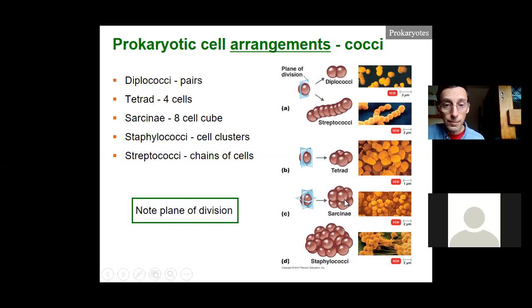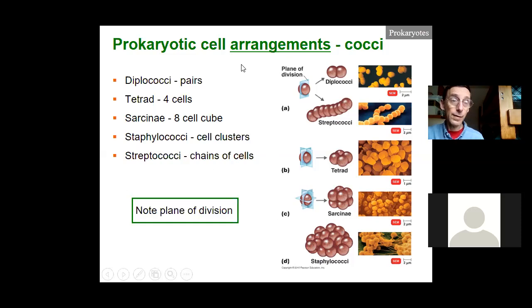You can also, when you divide in all 3 planes, you don't have to form a sarcina. You can also have a pile of cells, and we call that a cluster. And if it's cocci and it looks like that, we call it staphylococci. Staphylococci means that it looks like a cluster of grapes. Any question about that? And that would be a staphylococci.